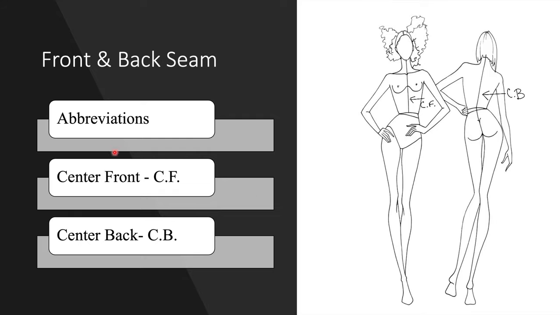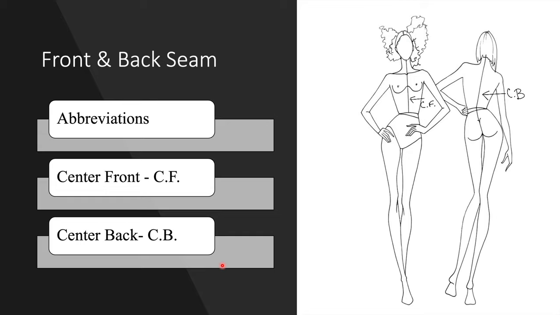The front seam is also called the center front. Center front is abbreviated with a C and an F, and you would call it a center front seam. So instead of just a front seam, it's actually called a center front seam. It's a seam found in the front, but the fashion terminology is center front seam. You also have one that you will find in the back, which is called a center back seam. The center back seam is found in the back, obviously, and is abbreviated with a C and a B.